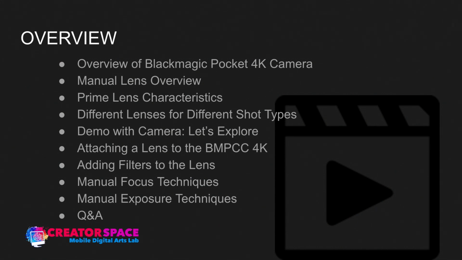It's a great camera. Manual lens overview: we're going to look at prime lens characteristics, different lenses for different shot types, and a demo with the camera. Then we'll explore attaching a lens, just going over that, and adding filters to the lens. The kits come with ND filters, or neutral density filters, so we'll look at adding those. Then manual focus techniques, manual exposure techniques, and then we'll have some time for a Q&A. So a lot to cover, so let's get right into it.